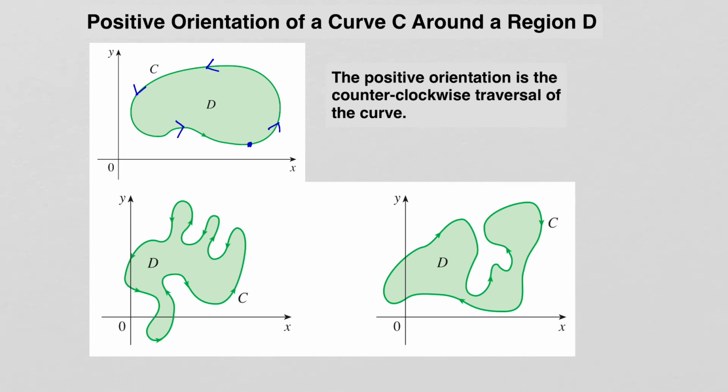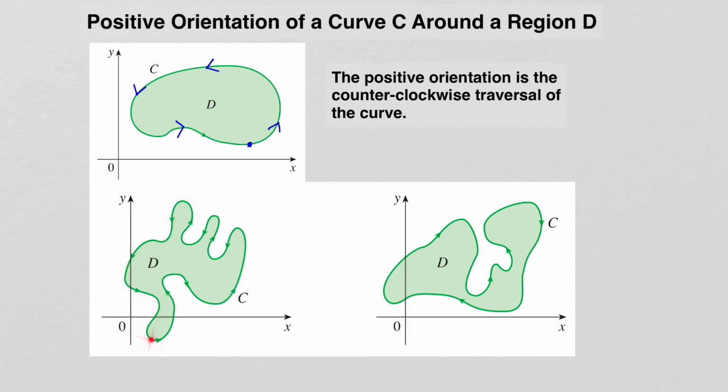Now I have another couple of pictures down below here. So here we have a region D and a curve C surrounding D. And again, this is a positive traversal because we are moving in the counterclockwise direction. But again, another way to think of it is as we're moving along this curve, the region is always on our left.